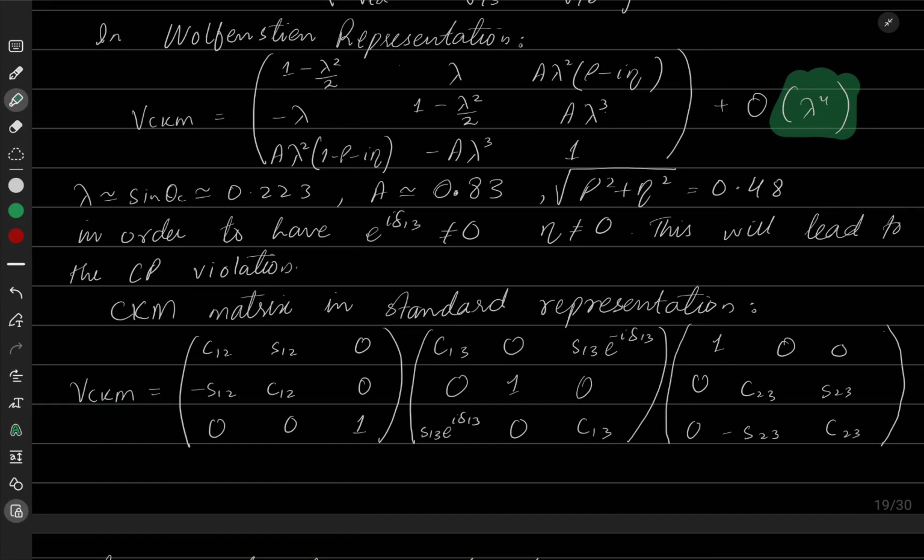And if we look at this standard representation, I have written here C12 and S12, C13, S23, C23, which represent the cosine of 12, cosine of 23, cosine of 13, sine of 12. So I can also write this, sorry.